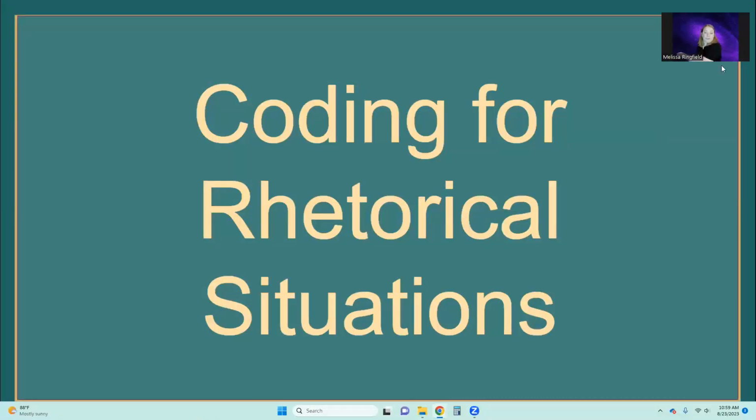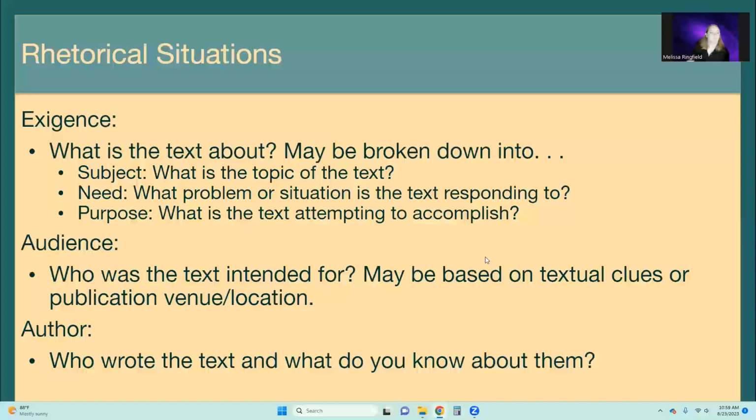Now let's talk about coding specifically for rhetorical strategies and the rhetorical situation. So the most useful code you'll have is probably exigence. This is what the text is about. It can be broken into 3 levels. Subject, just what the text is about. Need, what problem or situation is the text responding to, and purpose. What is the text attempting to accomplish? So you can just do one of those, or you can explore all 3, or just a couple as relevant for your project.